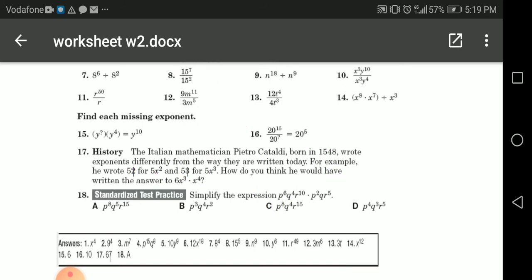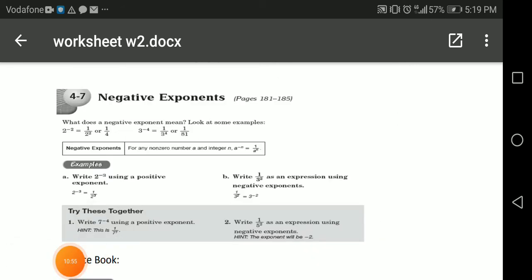Okay. The rest is homework. The rest of the exercise is homework, inshallah. If you have any problem, please send me. Now we are going to have the lesson on negative exponents.